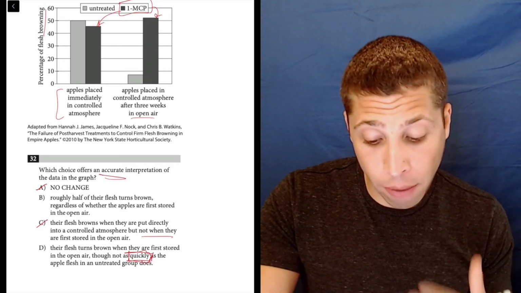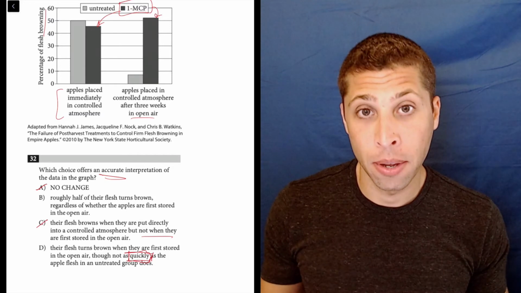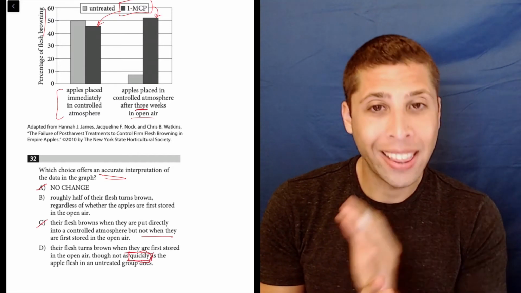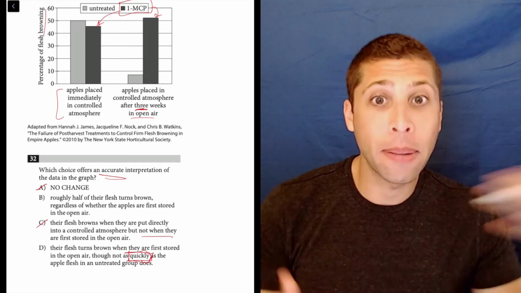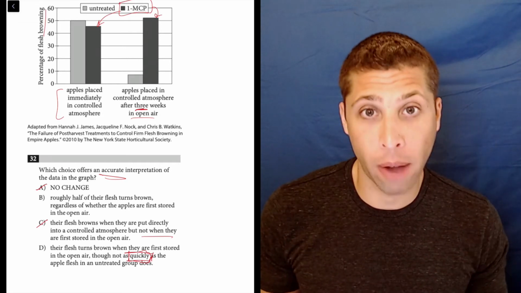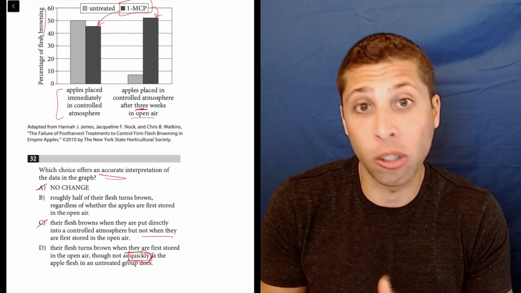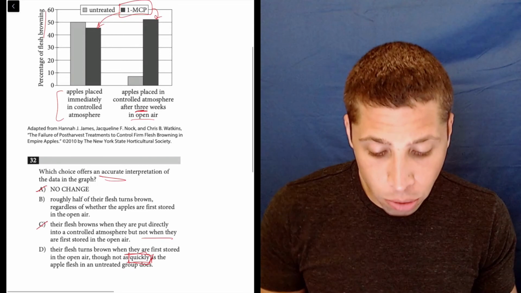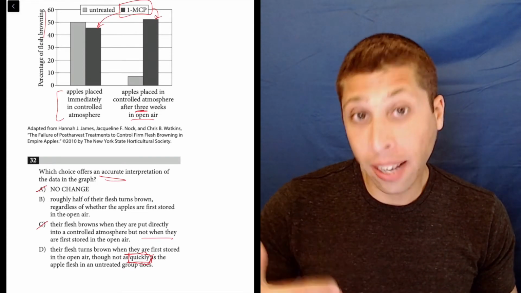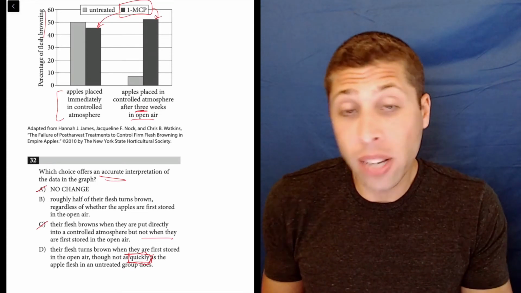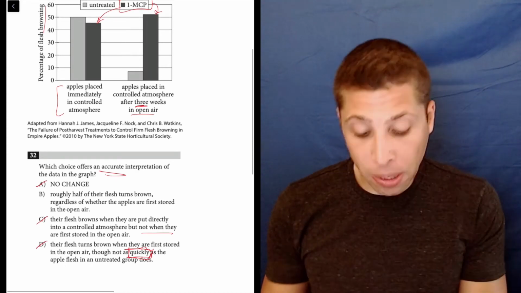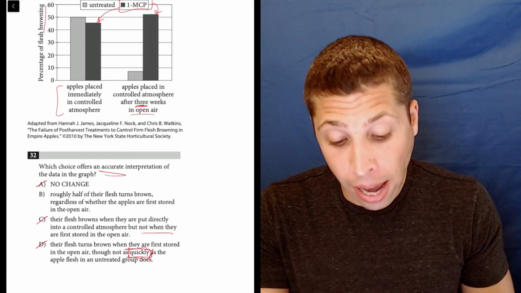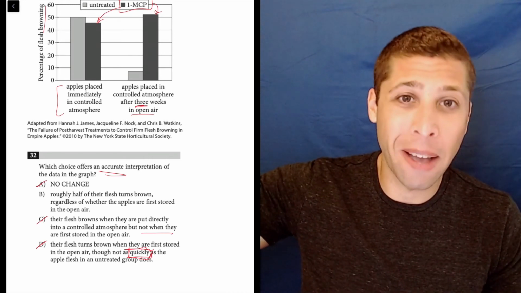And in this graph, we do not have anything about time, okay? The only thing is this 3 weeks piece. But that's not saying what happens over those 3 weeks or how quickly the browning occurs. It's just a way of talking about the storage, right? There are 2 ways that these things were stored. I don't know how quickly we got to 50% browning. It's just not on the graph. And so I'm not allowed to pick this because I'm not allowed to make assumptions about something that's not provided by the graph. And for all I know, it says something about this in the passage.